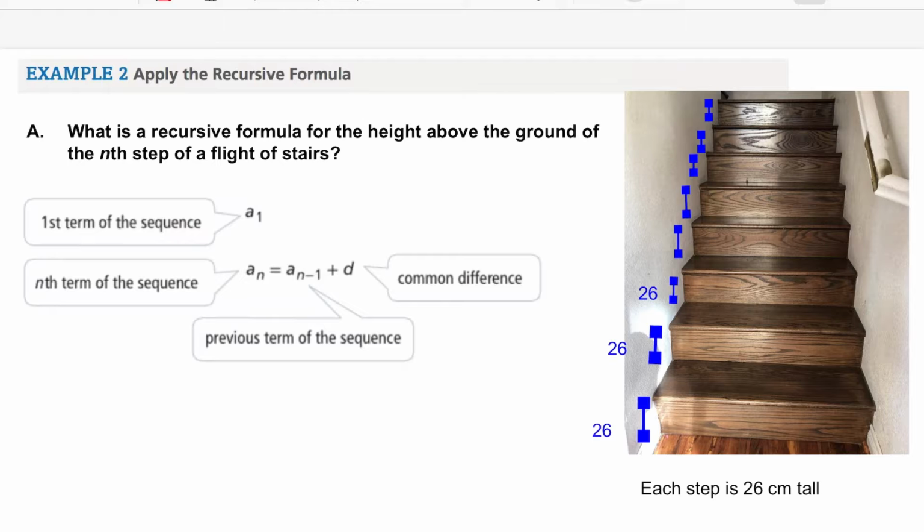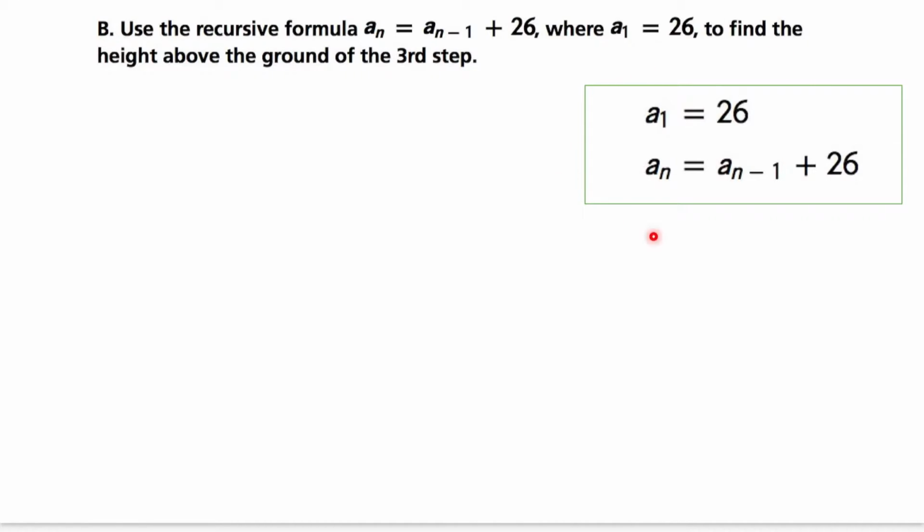What is a recursive formula for the height above the ground of the nth step of a flight of stairs? First we have to determine the first term in the sequence. That's going to be the height of the first step, so that's 26. To use the recursive formula, I need to figure out the common difference. To find that, I have to figure out how the values are changing in the sequence. I can see that with each of these, it is increasing by 26 centimeters, so d will also be 26.